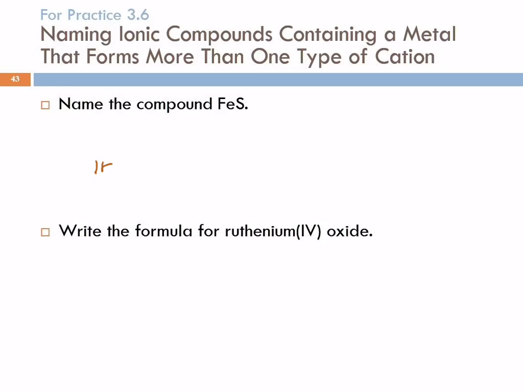Fe is the symbol for iron. Then we ask ourselves, is it in groups 1A, 2A, 3A, zinc, or silver? No, it is not. It needs a Roman numeral. So I'm going to leave space, and then I'm going to go on and name the anion. S would be what? Sulfide. Just taking the element name sulfur and changing the end of the name.